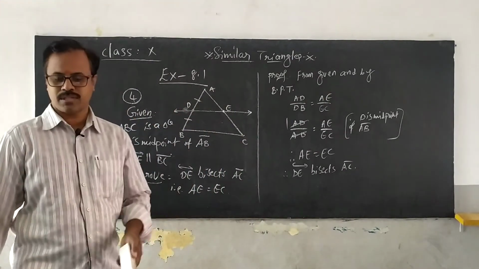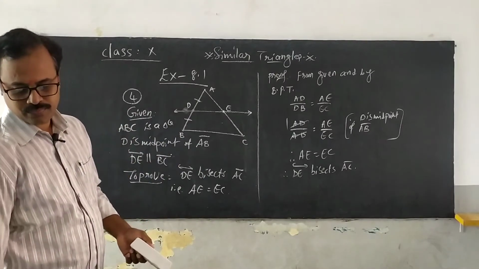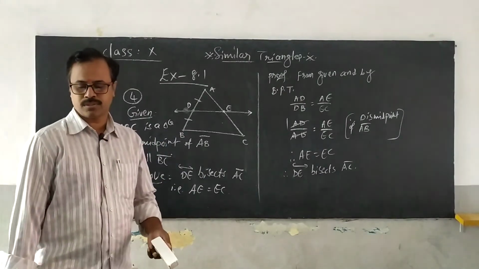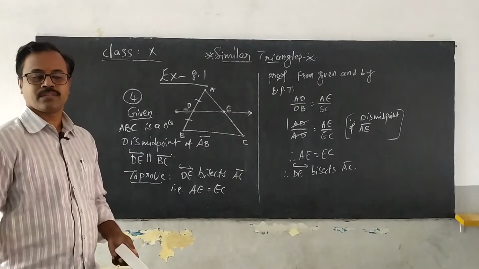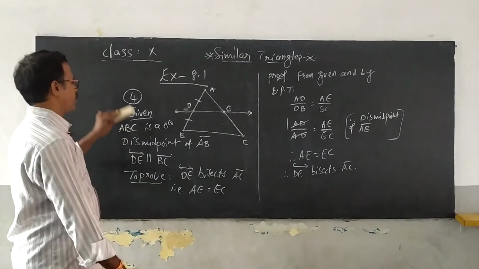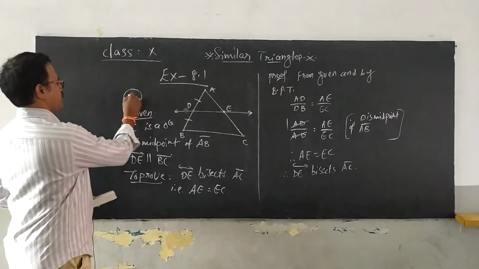The question is also the same. Prove that the line joining the midpoints of two sides of a triangle is parallel to the third side. This is another midpoint theorem. Okay, I go to the 5th question now.